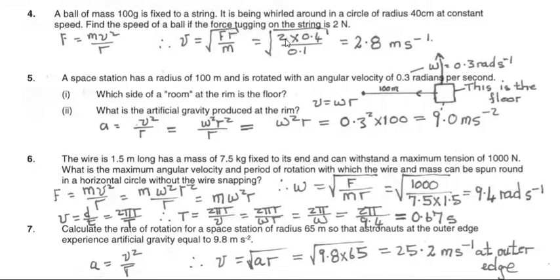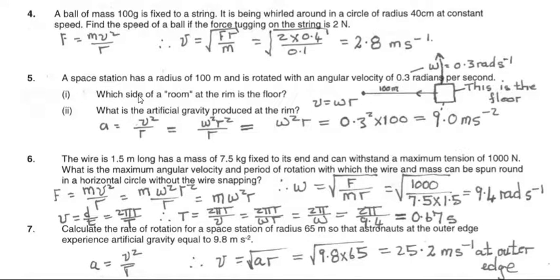So formula, rearrange, substitute. We substitute in the values for F, 2, and r, 0.4, because we have to have that in metres. So 40 centimetres divided by 100 is 0.4 metres. 0.1 comes from the mass needing to be in kilograms, so we divide by 1,000. So 100 divided by 1,000 is 0.1. Gives our answer of 2.8, and the unit is metres per second.